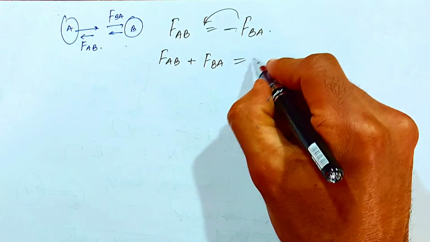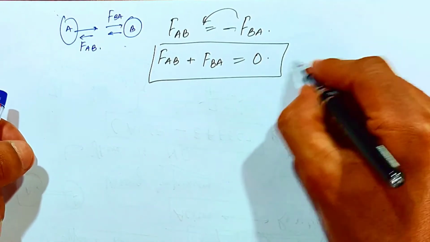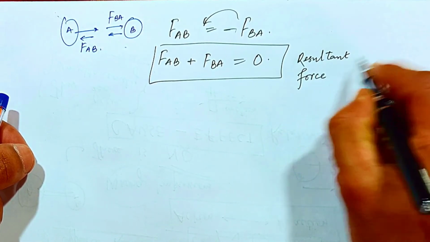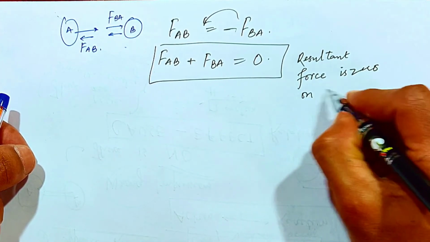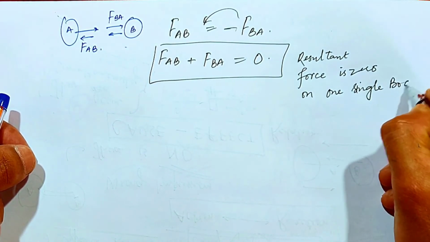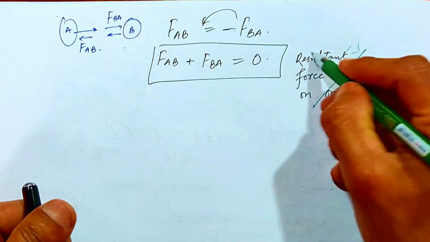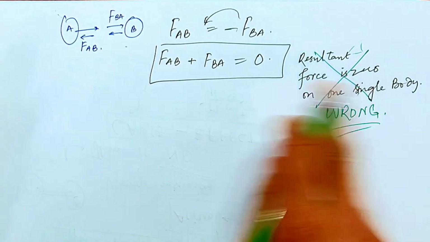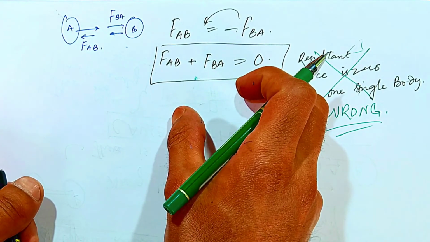If we put it like this, equal to 0, it does not say that the resultant force is zero on one single body. On one single body. These are the kind of wrong impressions. This is not the case. This is wrong. We can't say that the total resultant of the forces on a body is 0. No, it's not like that.